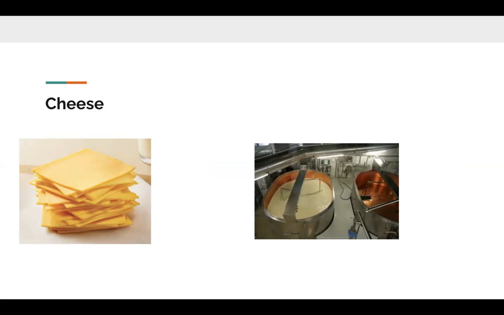One of the final steps in cheese is ripening. Ripening involves aging the cheese at specific temperatures and humidity levels. This also allows for flavors and textures to develop within the cheese.